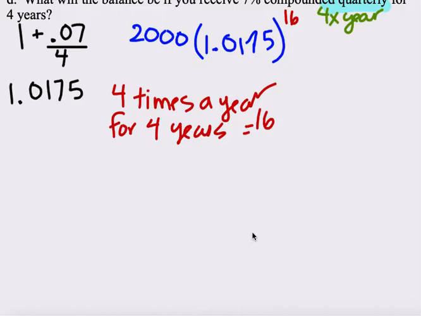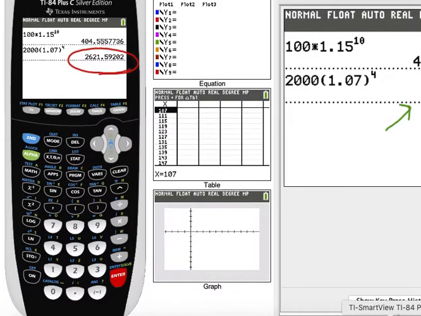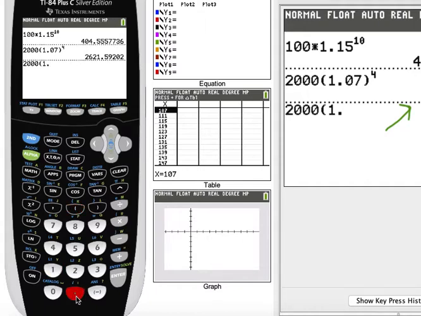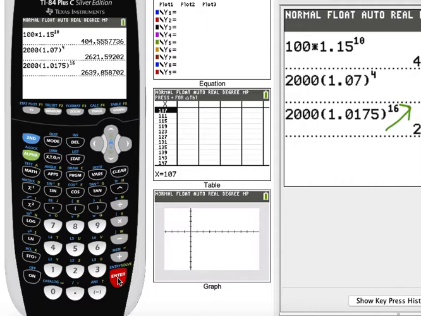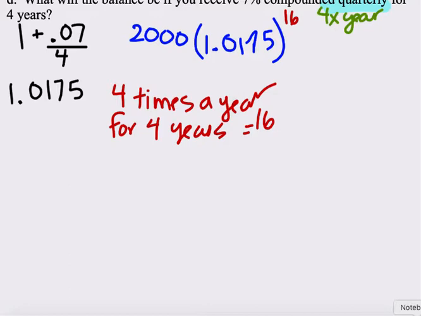All right, so when I plug that into my calculator, I've got 2,000, and now, what was it? 1.0175. And this one will be raised to the 16th power. $2,639.86 is what I will get. So again, a little more money. So we like it when it compounds a little more often. $2,639.86.